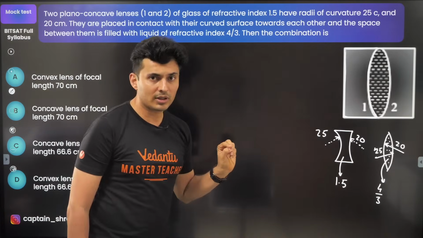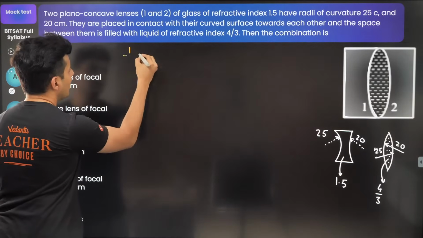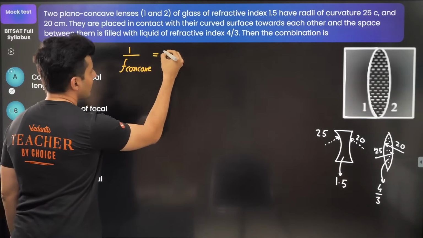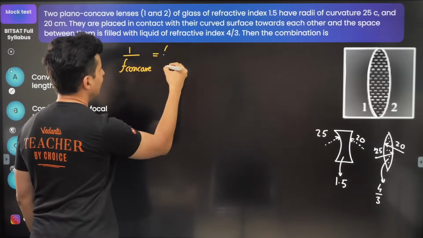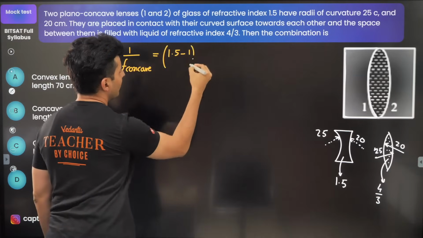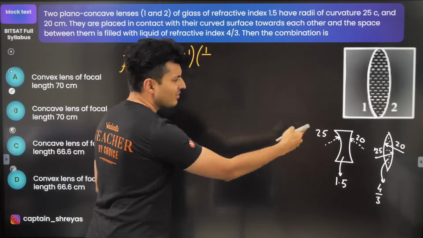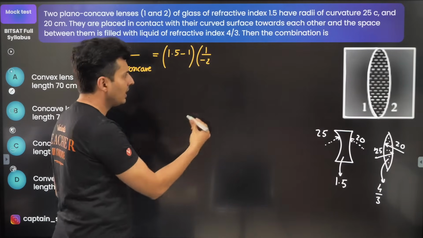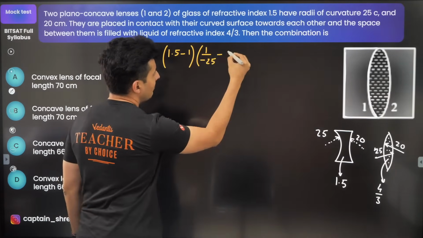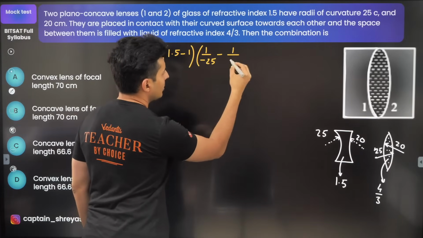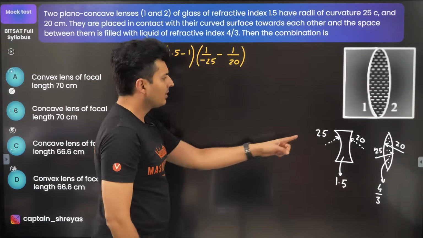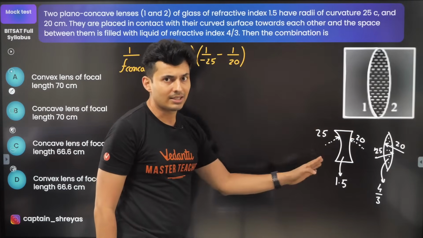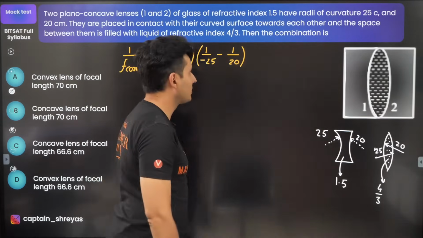First, starting with the concave lens. So 1 upon the focal length of the concave lens will be (mu minus 1), which is 1.5 minus 1, into (1 by R1 minus 1 by R2). So this will be always negative, guys, so minus, because concave lens has negative focal length. So minus 25, minus 1 by, you will have 20 over here. 25 is negative, 20 will be positive because of the sign convention. This is the negative side, that is the positive side.